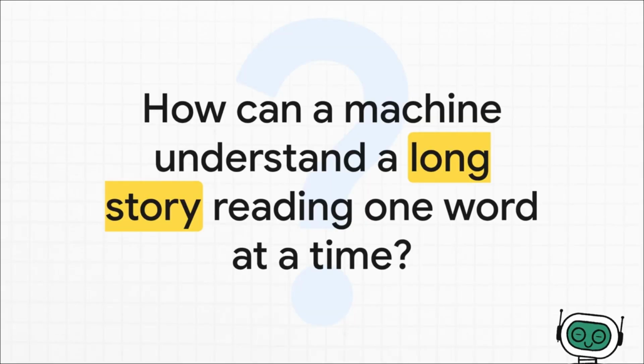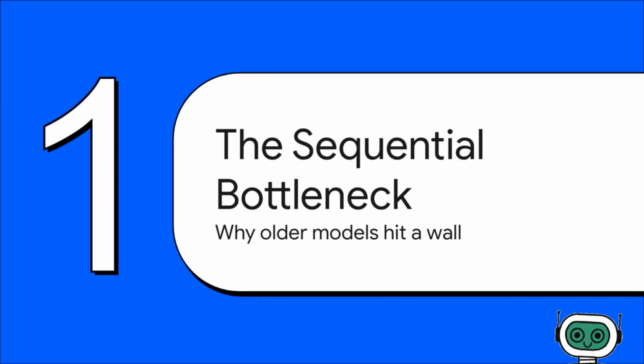Think about it. If a machine reads text just one word at a time, how could it possibly understand the full meaning of a long story? I mean, it seems like a logical way to read, right? But it creates this huge problem. How do you keep the whole picture in mind when you're only ever looking at one tiny piece? Well, this problem has a name. It's called the sequential bottleneck.